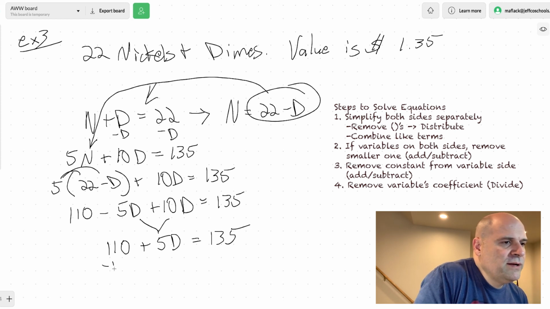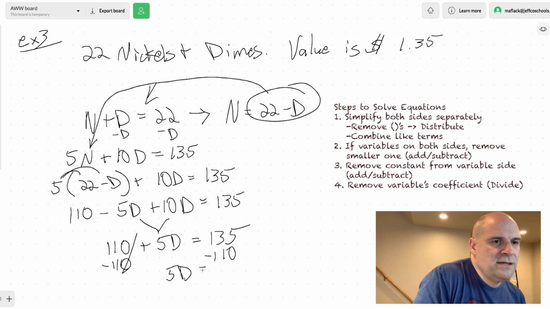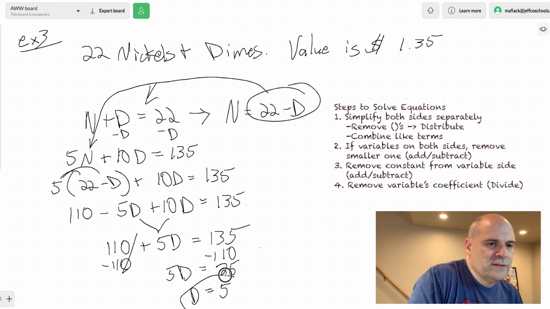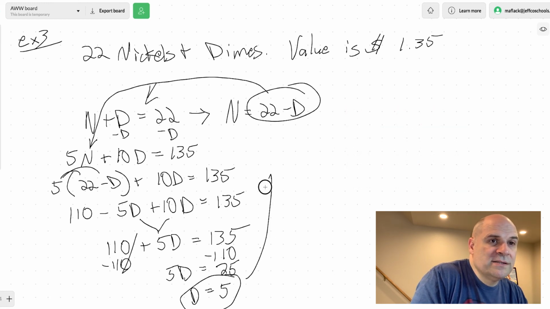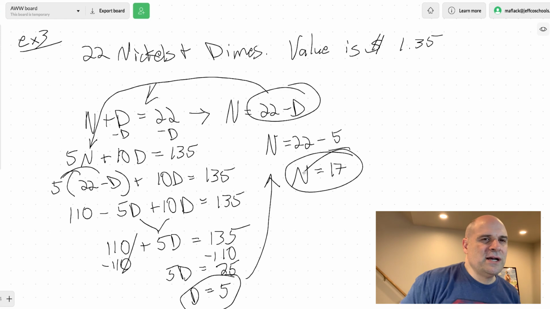That equals 135. Get rid of 110 on both sides. 5D equals 25. Ooh, that's nice. D equals 5. So if D is 5, how do you figure out nickels? Well, nickels is 22 minus whatever D is, which is 5. So the number of nickels is 17. Let's check that math. 5 dimes is 50 cents, 17 nickels is 85 cents, plus 50 cents is 135 cents, $1.35.